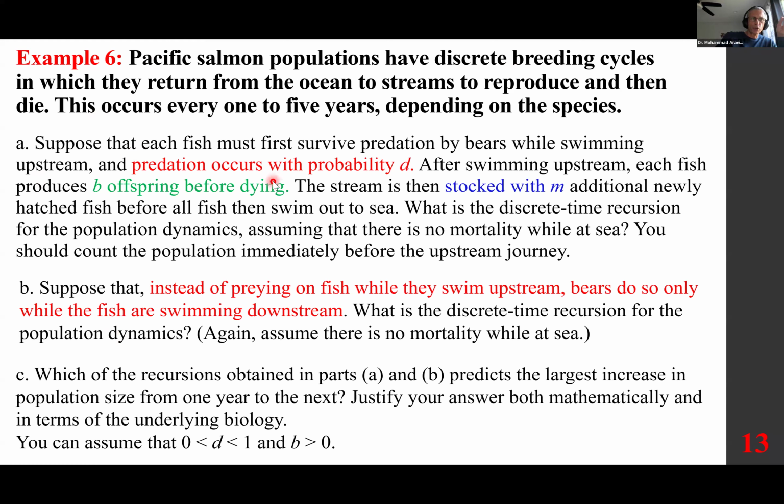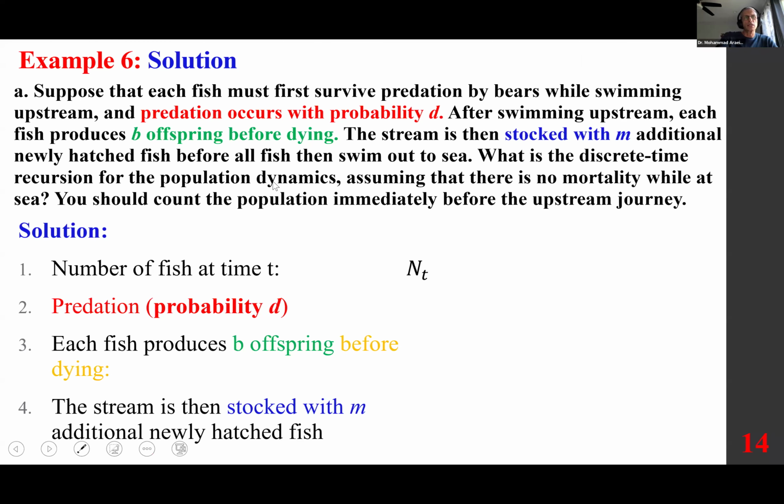Okay, so I'm going to read part A with the solution as follows. Part A, suppose that each fish must first survive predation by bears while swimming upstream, and predation occurs with a probability of D, meaning D%: 5%, 10%, 20% will be preyed upon, and the rest of them remain. So if D is 5%, 95% remains. If it's 20%, 80% remains.